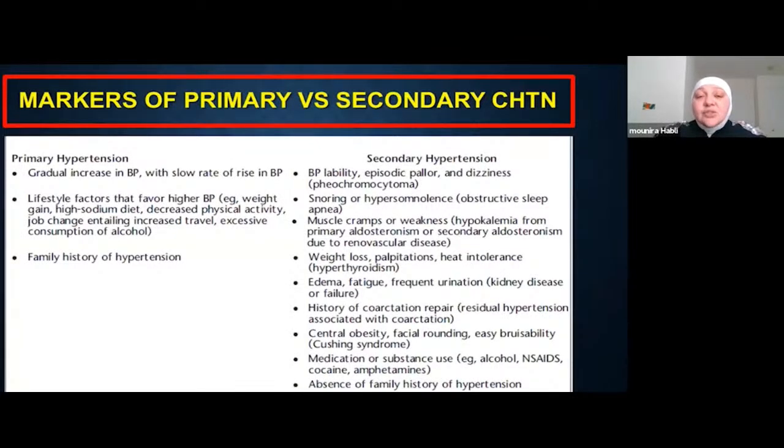Also, they have suggested that whenever we see these patients in the first prenatal visit or pre-counseling, we make sure that there is no secondary hypertension. Some of the markers of primary hypertension are a gradual increase in blood pressure, lifestyle factors, obesity, sedentary life, no exercise, alcohol, drug intake, and family history of hypertension. But if we have other markers such as labile blood pressure, symptoms of thyroid disease, obstructive sleep apnea, history of substance abuse, or absence of family history, they recommend workup for secondary hypertension.